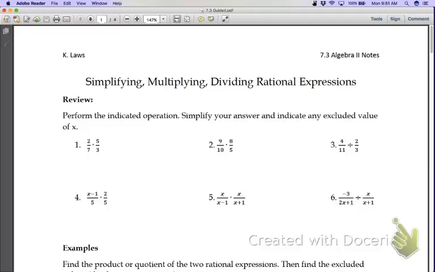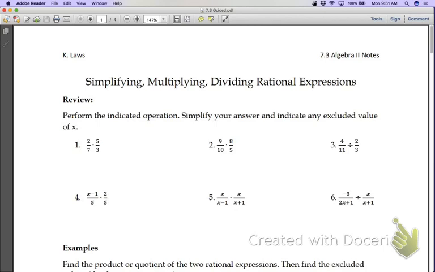All right. So 7.3 deals with simplifying, multiplying, and dividing rational expressions. For the most part, everything from here on out will be split into 2 days each section. It's going to go definitely out of order. We're going to get multiplying and dividing and simplifying.